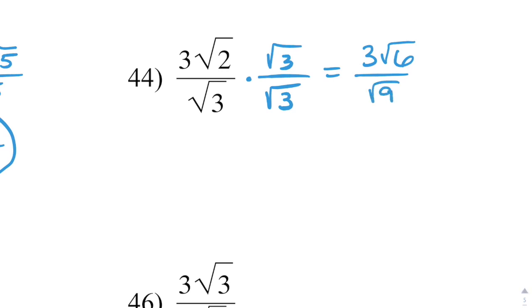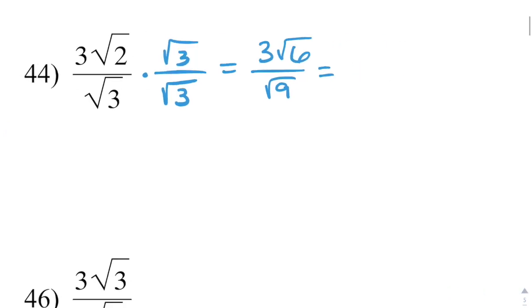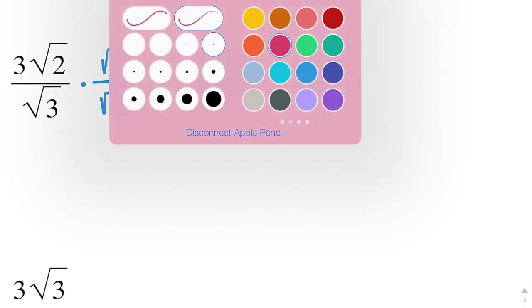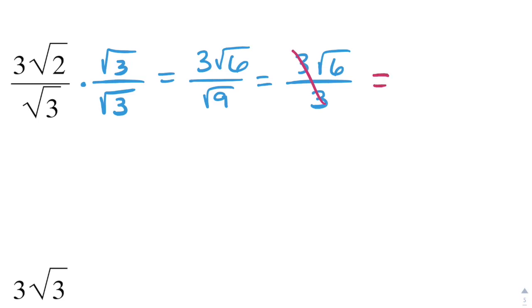And that's going to give me an equivalent of 3 square roots of 6 over 3, because the square root of 9 is 3. And then I do this, and I get the square root of 6. And I'm done. Who would have thought that that was the square root of 6? Much more simple than 3 square roots of 2 over the square root of 3.